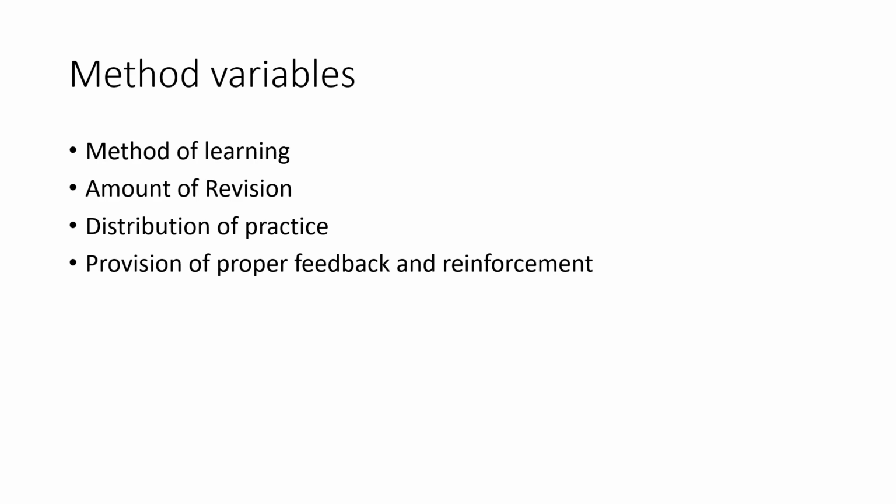Then proper feedback and reinforcement. Suppose your kid doesn't know how to write C. He or she always writes the C in an inverted way, like a mirror image of C, and does it 100 times or 250 times, repeating it every week or every month. So even if the amount of revision is there and distribution of practice is there, if no one is going to correct them, the learning wouldn't be proper.